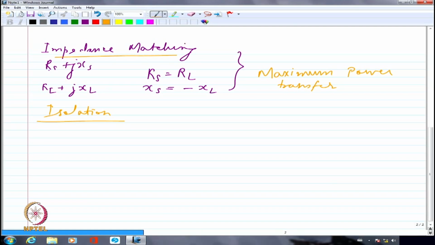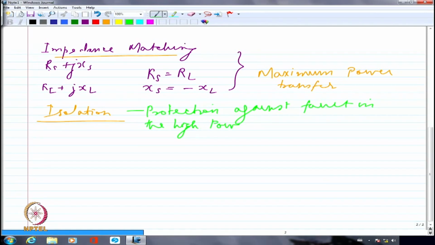So generally transformers are used for isolation when I require some protection. This will give me some protection against faults in the high power side. If there is some fault in the high power side, that will not affect the low power side. Right? I may have a computer microprocessor controlling my DC motor. I don't want the computer to conk out completely if there is a problem in the high power side. So I may use isolation.